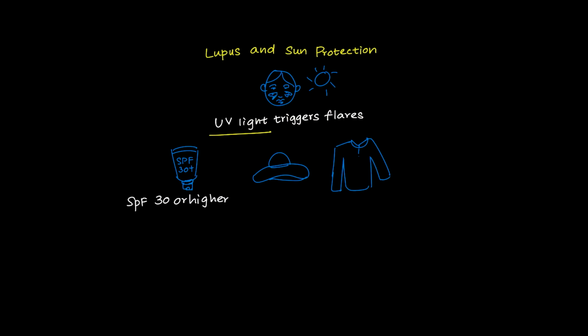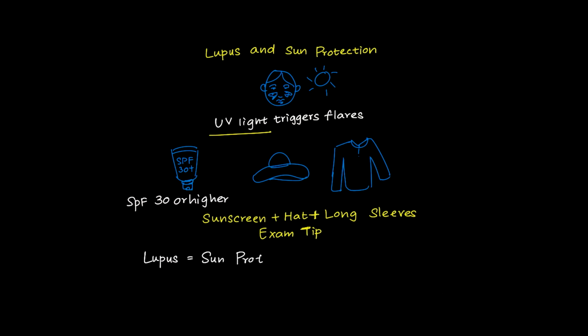Broad-spectrum sunscreen blocks both UVA and UVB, and SPF 30 or higher is the usual target. Wide-brimmed hats, long sleeves and UV protective clothing cover the rest. Patients avoid peak sun hours, usually 10 in the morning to 4 in the afternoon, whenever possible. Option A is the biggest possible trigger. Option B removes physical protection. Option D delivers concentrated UV that flares the disease badly.